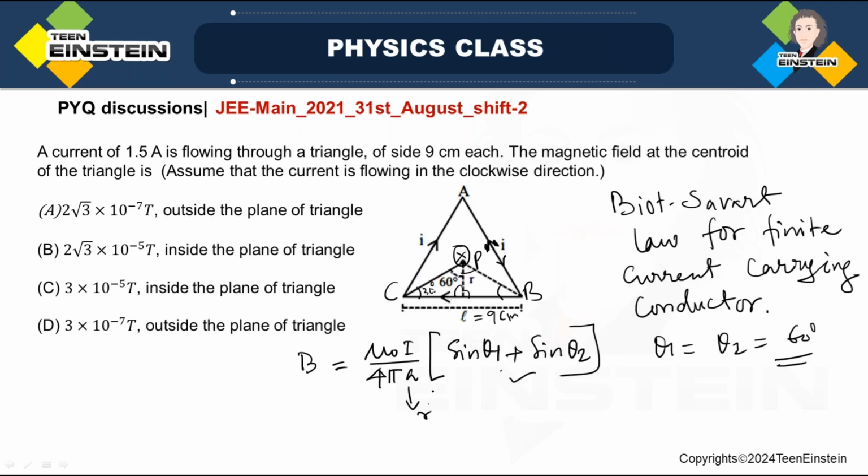So I can write the magnetic field for the BC wire as mu0 I by 4 pi r, and this I can write as 2 into sine 60 degree. Sine 60 degree means root 3 by 2.